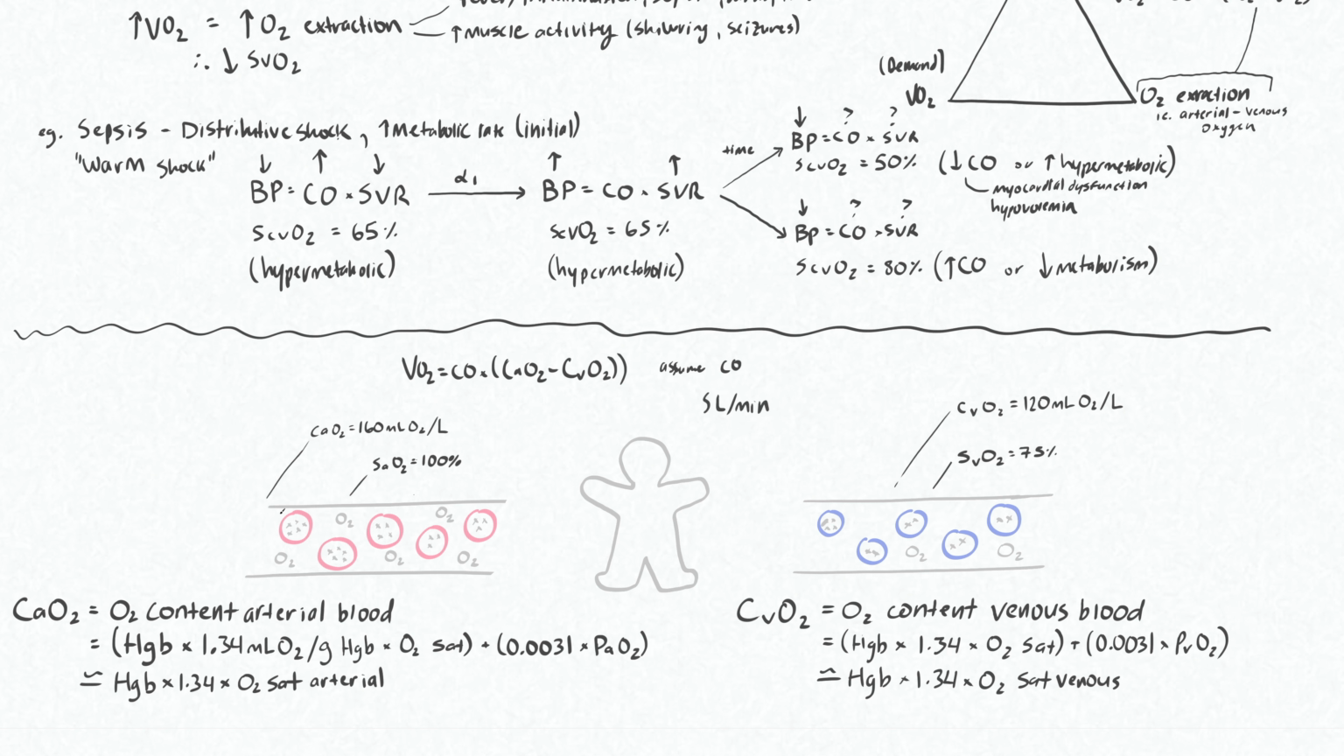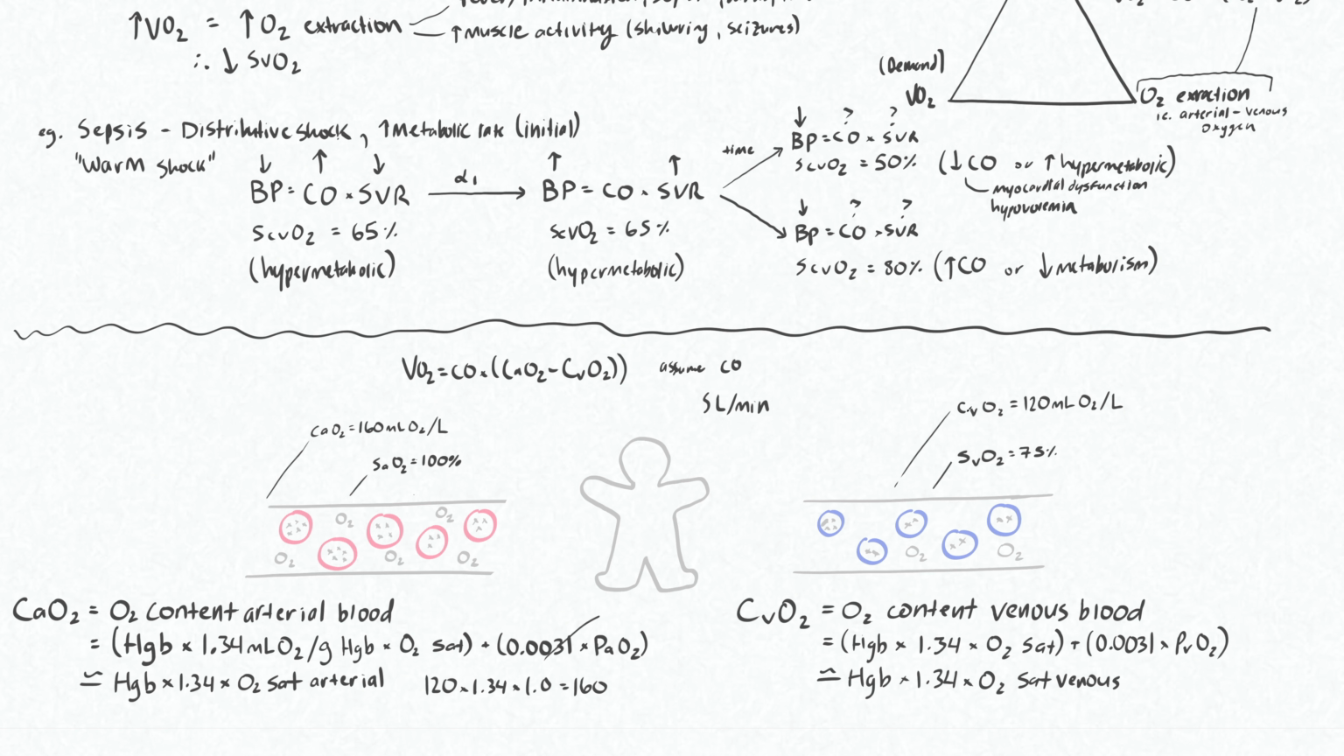The content of your arterial blood is going to be your hemoglobin concentration times 1.34. So let's make this person have a hemoglobin of 120 times 1.34 times the saturation of that, which is going to be 100%. So times 1 is going to give us 160. This last term I'm just ignoring because the PaO2 times 0.0031 is so insignificant. Like this might be 80 times 0.0031 will give you less than 1. So that will barely budge this number.